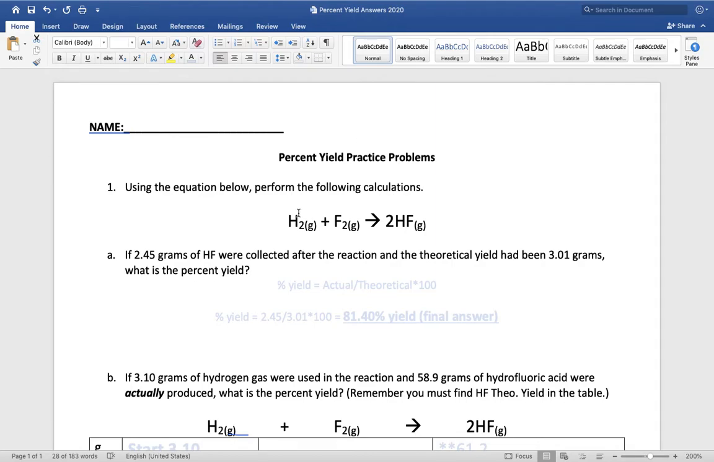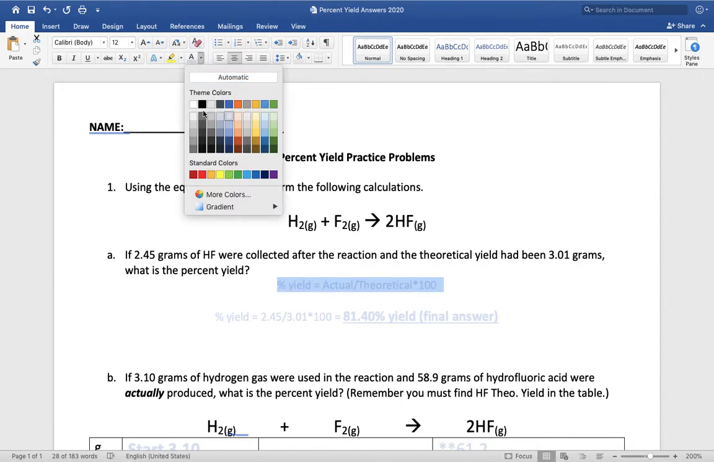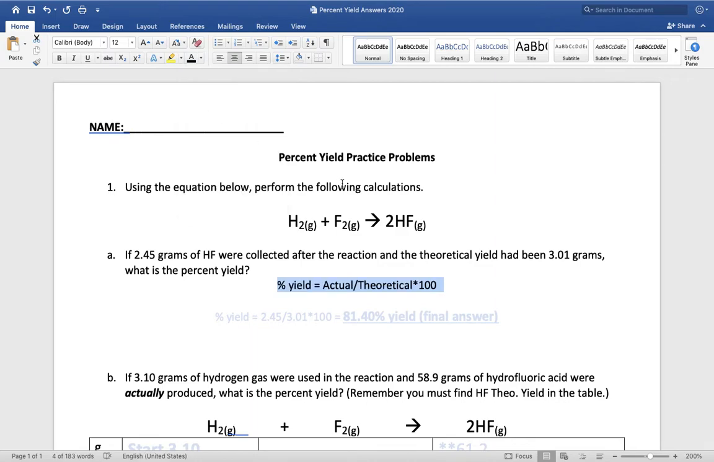So we have this equation, hydrogen plus fluorine gives us hydrofluoric acid. If 2.545 grams of hydrofluoric acid were collected after the reaction and the theoretical yield was 3.01 grams, what's the percent yield? The first thing I want to do is write down the actual equation for percent yield. That's actual divided by theoretical times 100.